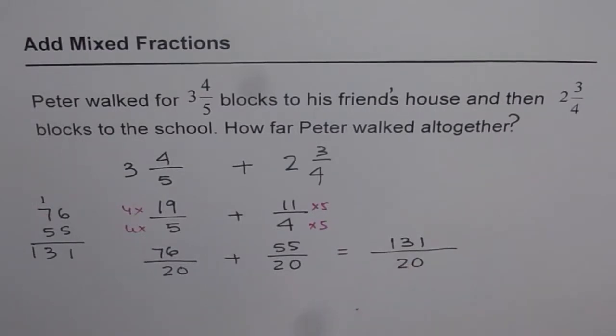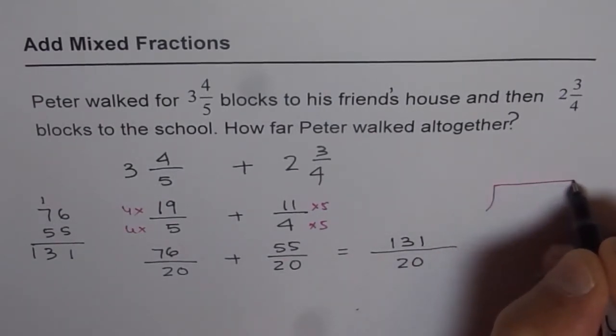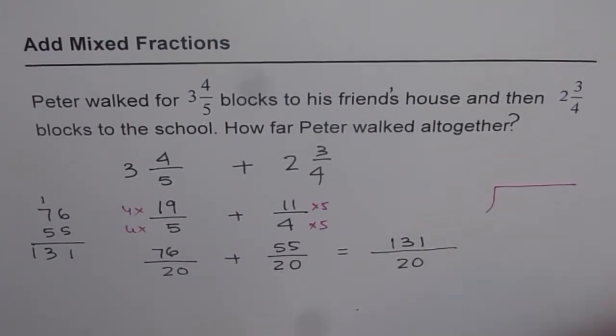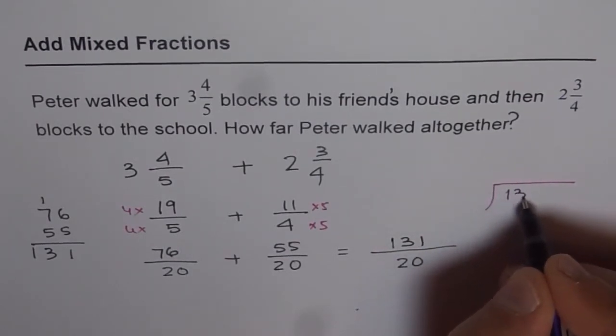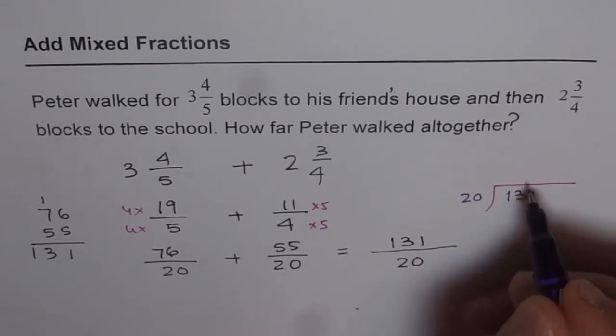How will you write this as a mixed number? That means we need to divide by 20, right? So let's divide by 20 and see. This is how we'll do it. We'll do long division now, okay? So in the long division, 131 will come inside and you divide by 20. So 20 can go 6 times.